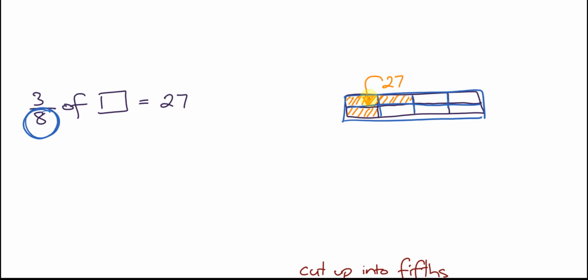So if you look at what I've done in orange here, I have highlighted 3/8. So that whole 3/8 is equivalent to 27, which means what would 1/8 be? Okay, if I'm just looking at 1/8, well, it will be 27 divided by 3, which is 9. So that eighth there is worth 9. This eighth here is worth 9. And that eighth there is also worth 9, which means that each eighth is worth 9.